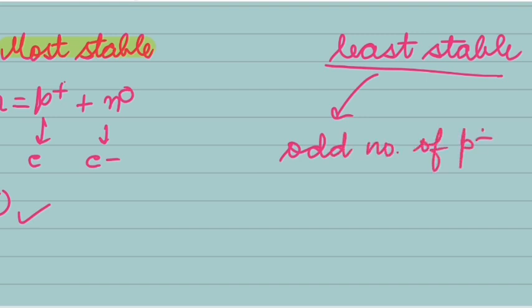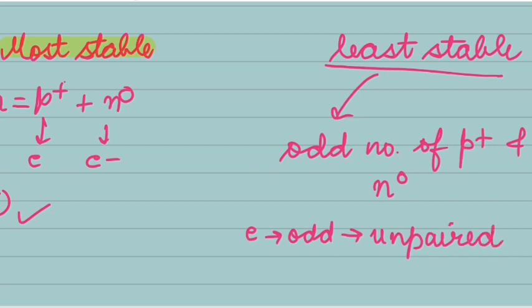protons and neutrons. We also know that if electrons are odd, they are unpaired and they will be less stable. Similar is the application to neutrons and protons also. If they are odd, it simply means they will be least stable compared to the other ones. So with this we have done the first part of this chapter, and tomorrow we are going to discuss nuclear reactions.